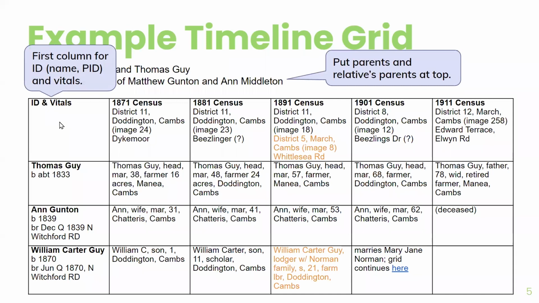The first column of the timeline grid is typically used for identifying information such as the name, the family tree PID, vital information such as the birth, that kind of thing.